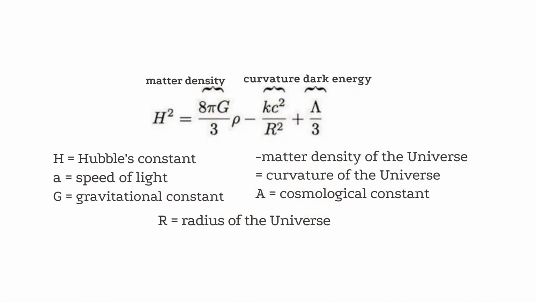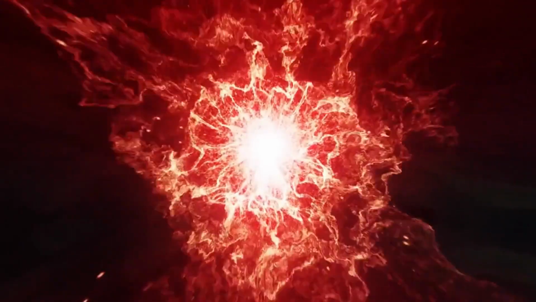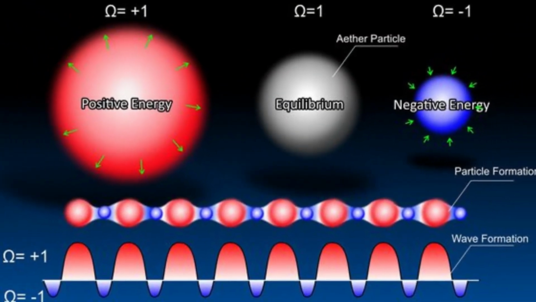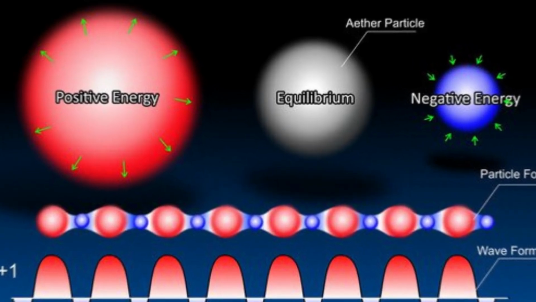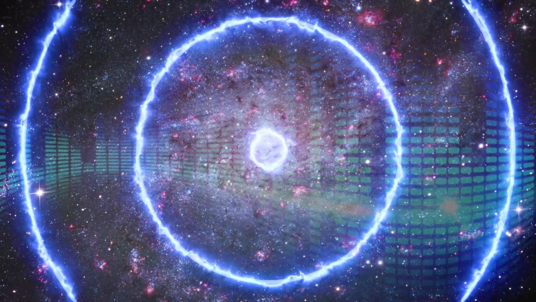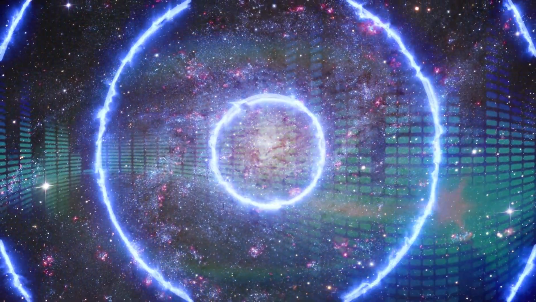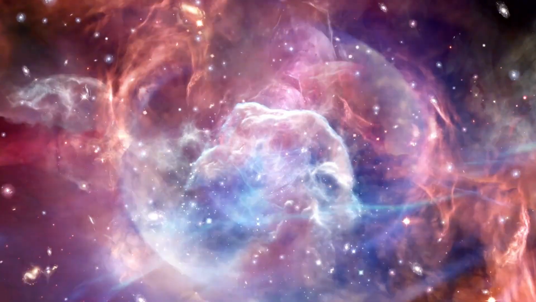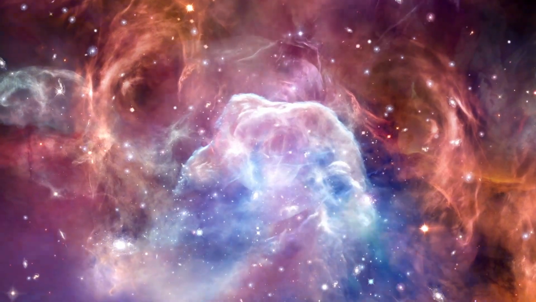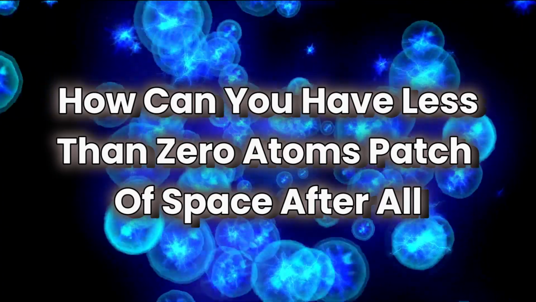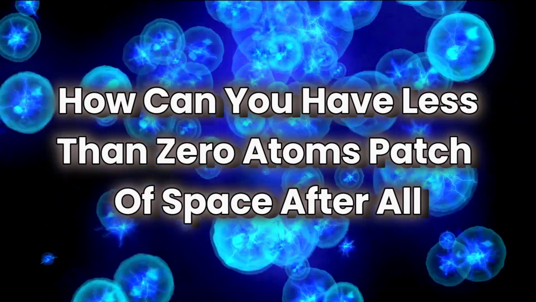However, conceivably, if you were somehow to set the values of this equation so that pressure was negative and greater than the positive energy density, that minus sign would cause the whole thing to flip, and you would accelerate the stretching of space. In effect, you would end up with a volume of space filled with a kind of anti-gravity, a dark energy. It's a little nebulous, as it's tricky to visualize anything with a truly negative pressure. How can you have less than zero atoms in a patch of space after all?